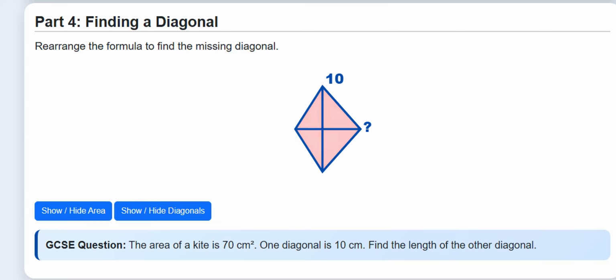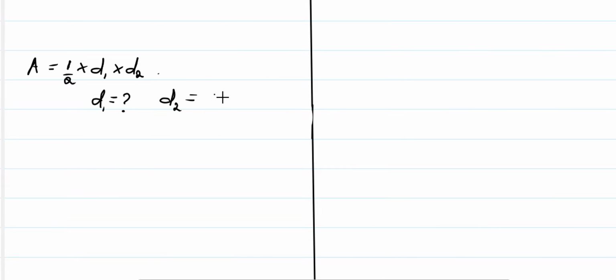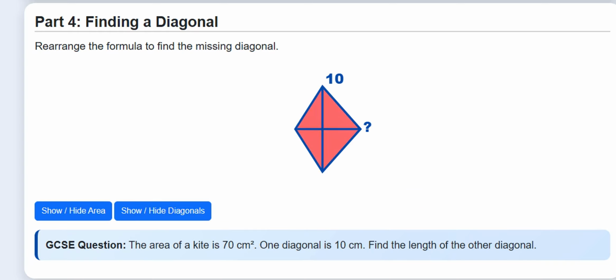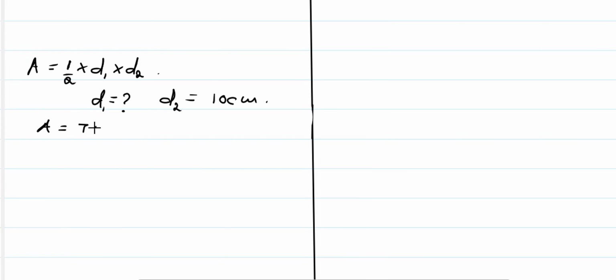We first of all know the area of a kite is given by half multiplied by D1 multiplied by D2. We don't know D1, but we know D2, because D2 we are given here, it's 10 centimeters. Then we already know the area itself. We are given the area, which is 70 centimeters squared. Then we are told to find this D1.